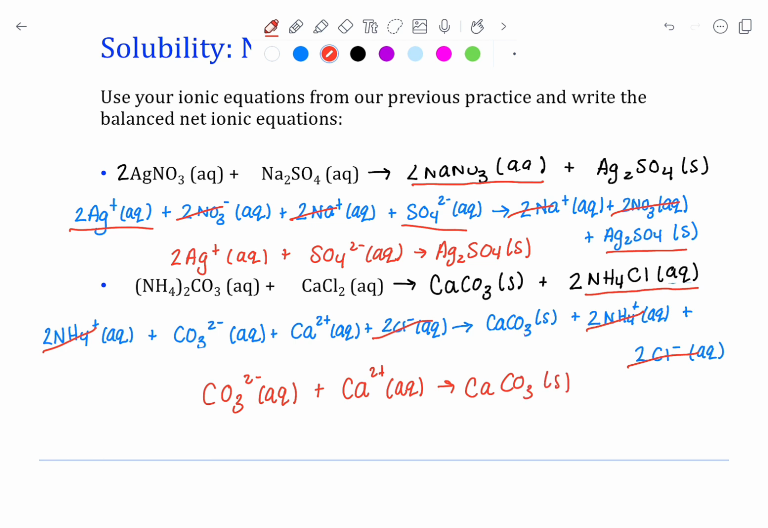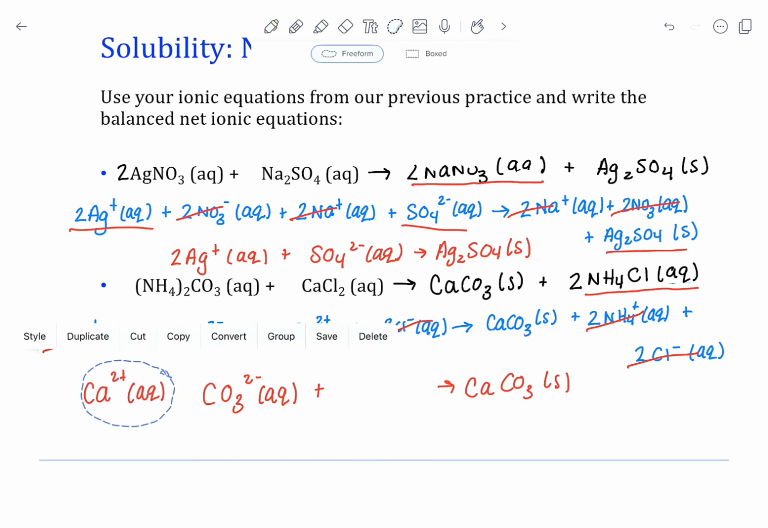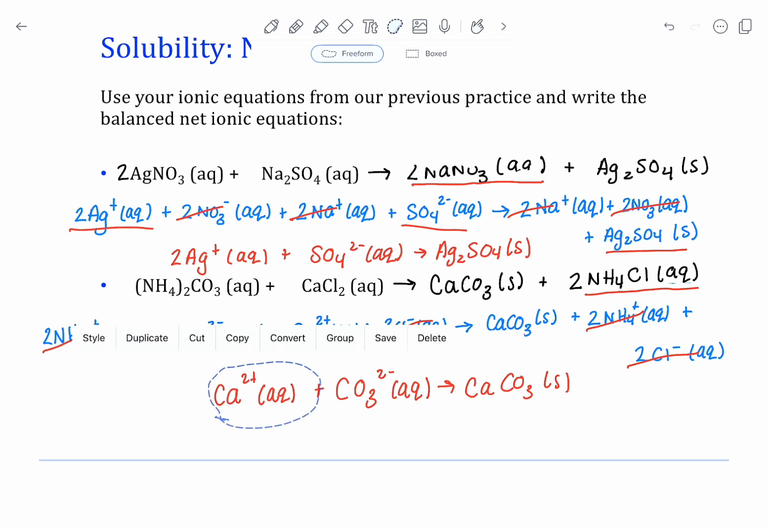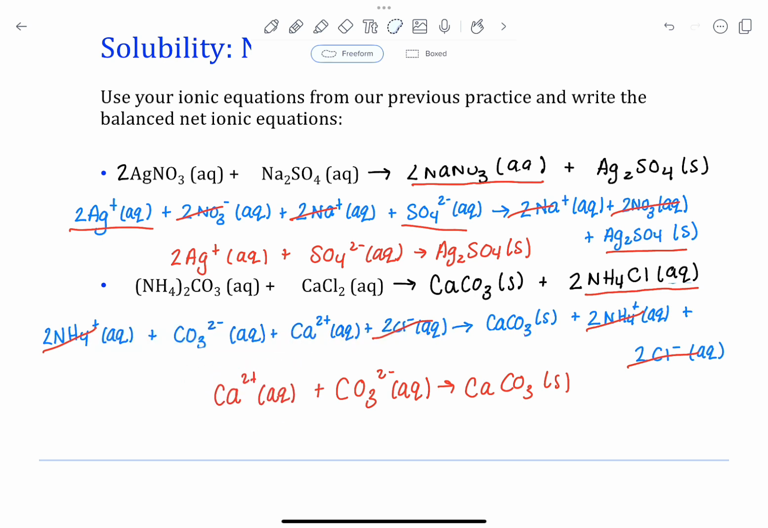Now the typical thing is to have the cation first. So typically we would have the cation first, and then the anion. I personally don't care, but sometimes Alex is a little picky about that, so just watch out for that when you're writing out your net ionic equation. They may have specifics on what order they want. I personally don't care because it shows the same thing.